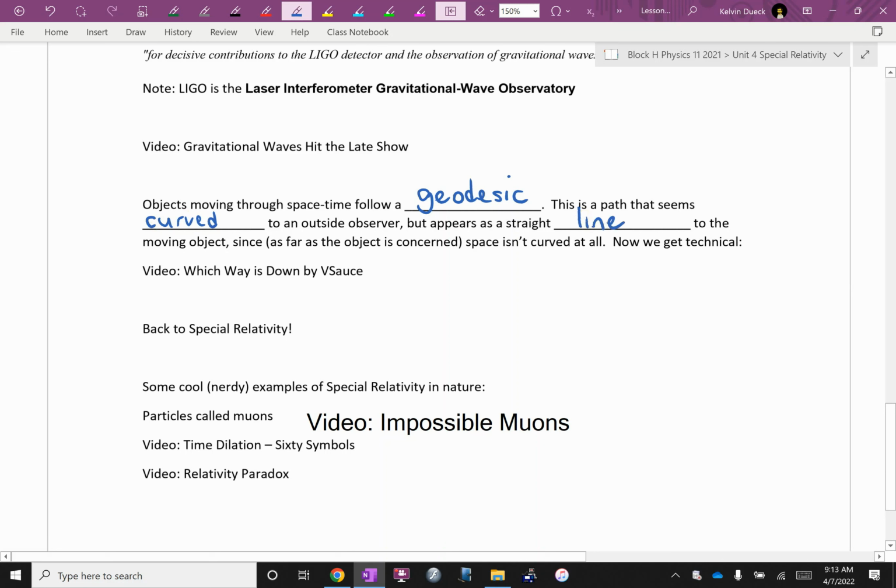So now we're going to get a little bit technical. This is a really good explanation of how an object can appear curved and be straight at the same time. Put your pencils down, look up.